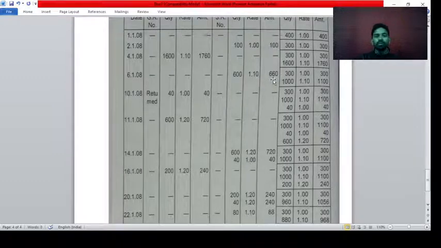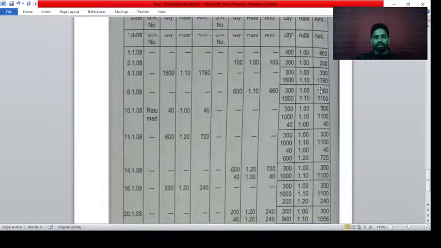Okay, again we have to maintain the balance on this date, so 300 as it is we have to keep, because we have not touched this, because it means we have not taken from this 300. Okay, so 300 as it is we have to maintain. Next, from this 1600 we took 600, the remaining stock is 1000 units at the rate of 1.10. Okay, the total will be 1100. Okay, so close it on this date.